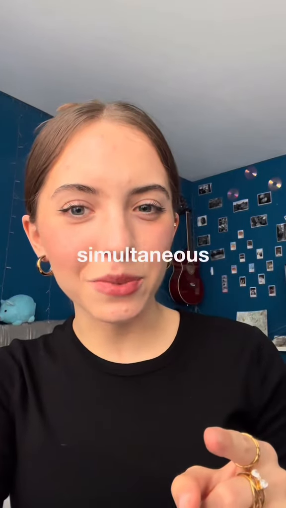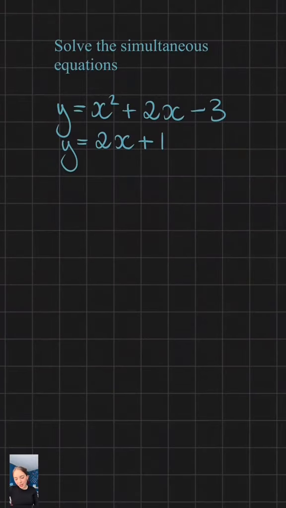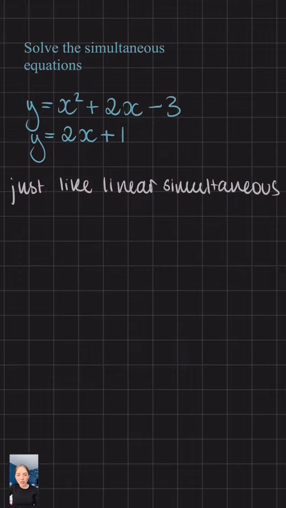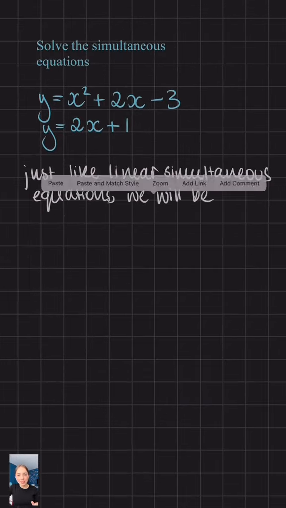Solve this quadratic simultaneous equation. Here we are told that y equals x squared plus 2x minus 3 and y equals 2x plus 1, and we're asked to solve the simultaneous equation. Just like with linear simultaneous equations, we're going to have to substitute one equation into the other.